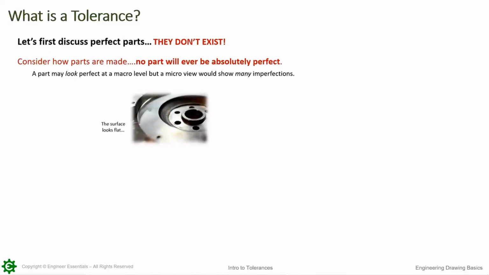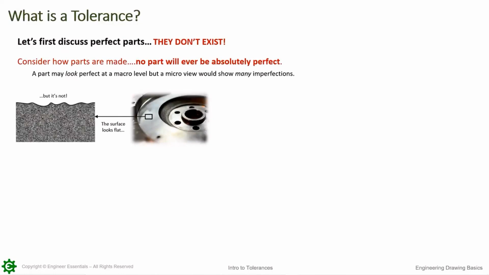In the case right here on this machined surface, the surface may look flat. However, if we took something called a profilometer, which is a device that measures surface roughness, and measured the surface, we would clearly see that it is not. In fact, if you ran your fingernail across the surface, you'd probably notice bumps and ridges. It's not a perfect plane.